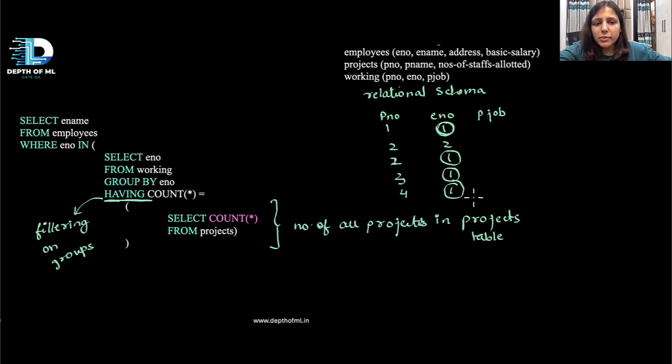So if this is our table and we group, then employee number 1, ENO1, will have 4 rows, and employee number 2 has just 1 row, right? So we are saying the number of rows should be equal to however many projects you have in the project table, right? So when will an employee have this count equal to the number of projects?